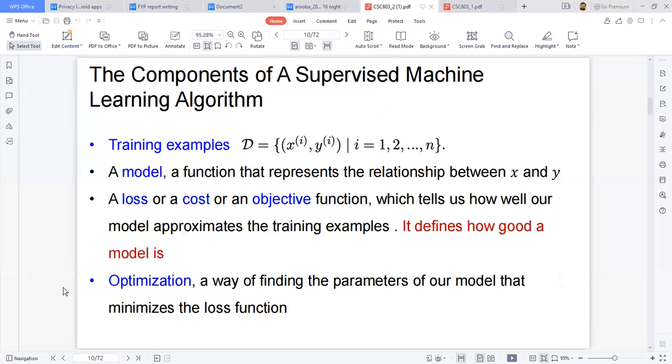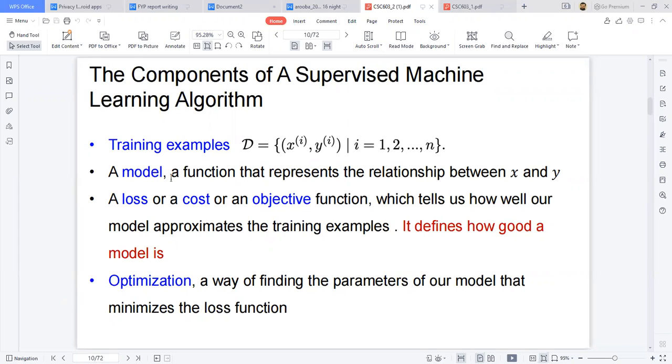So the components of a supervised machine learning algorithm. We know that these are very important components. Training example, we know that this is the same which we have already seen. Xi is the input variable, yi is the output variable, our label variable, and these are from i from 1 to n, meaning the number of examples or number of rows in the data set. So if n is 7, then there will be 7.